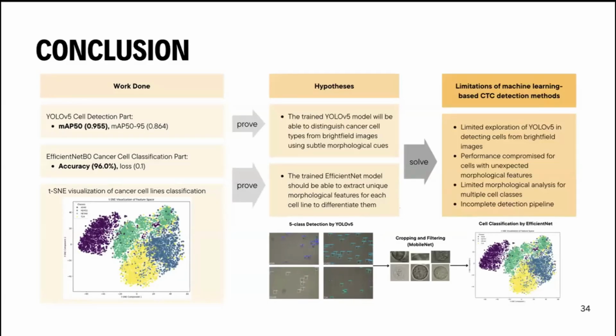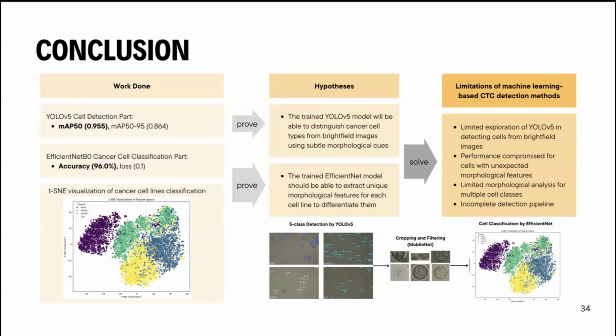To conclude, what we have done so far is to use YOLOv5 for detection, and it had a mean average precision at 50 of 0.955, which proves the hypothesis that the trained YOLOv5 model will be able to distinguish cancer cell types from white blood cell images using subtle morphological cues.